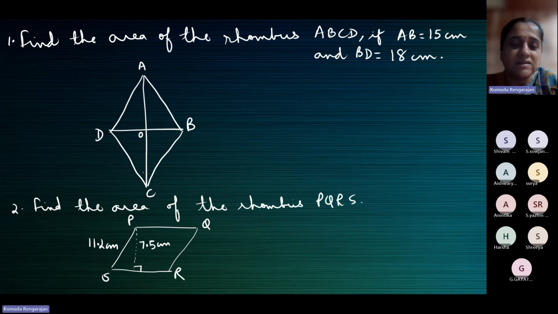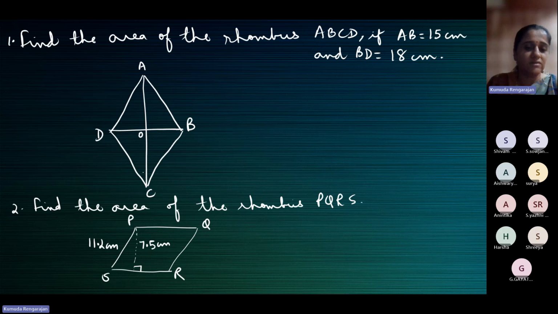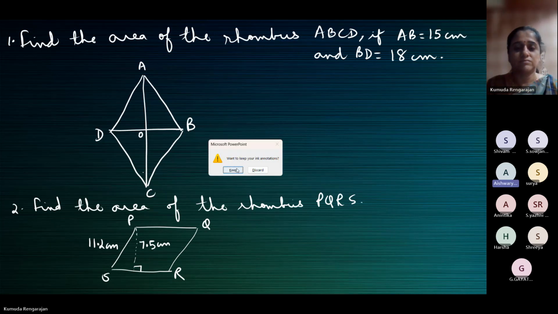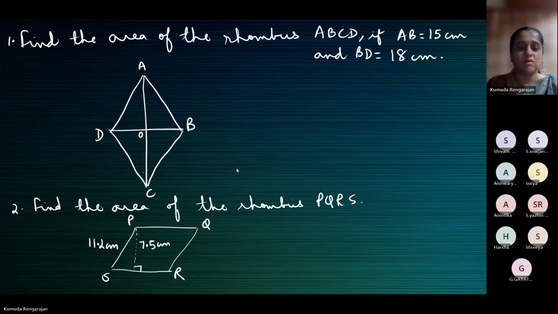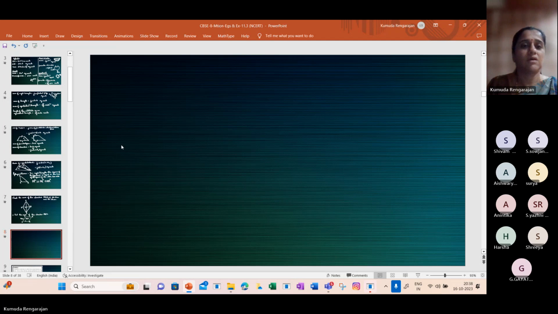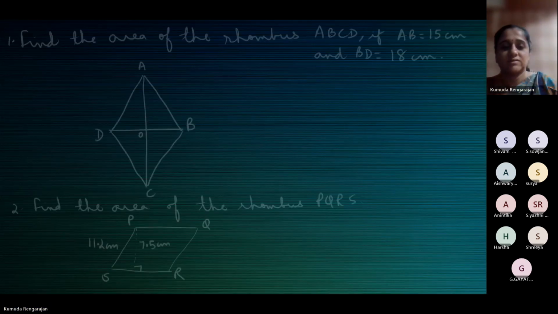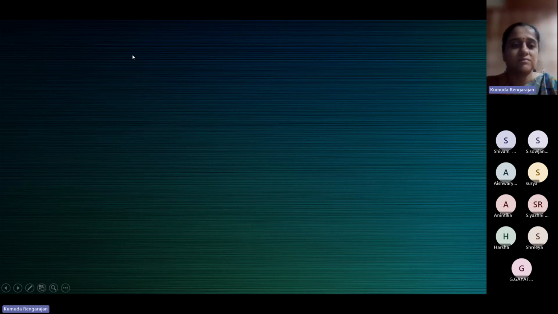So the length of one diagonal is 18. The other one we don't know, but we can find it using the Pythagoras theorem. It looks like nobody has done that, so we'll do it together. Ma'am, at the end, the area I got is 216 centimeters square. Okay, but what's the procedure? I used the Pythagoras theorem to find the other diagonal, then I used the formula half into D1 into D2. Correct. That's what we should do.